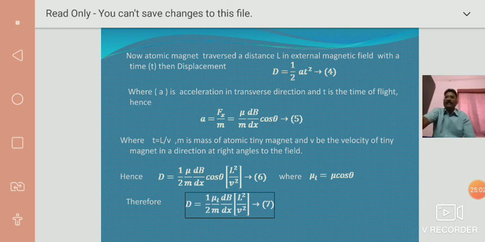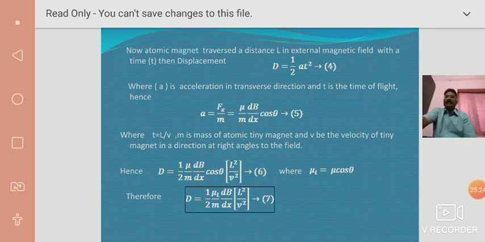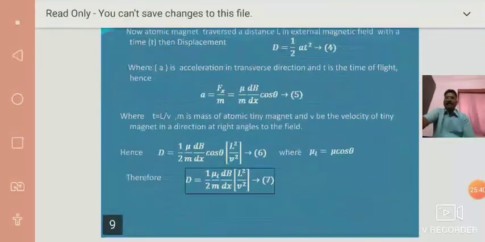According to Newton's second law, Fx is equal to ma. Why have we written Fx? Here a tiny magnet is rotated from the direction of x. Hence we can write the resultant force Fx is equal to ma. Then acceleration a is equal to Fx by small m. M is the mass of the silver atomic magnet. Fx is the resultant force acting on the silver atomic magnet, discussed in the previous slide.